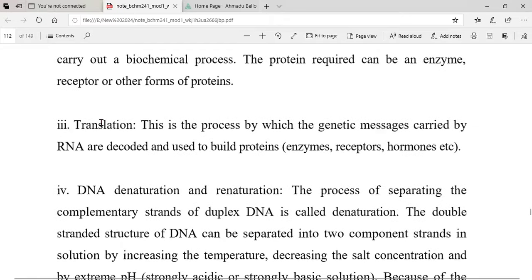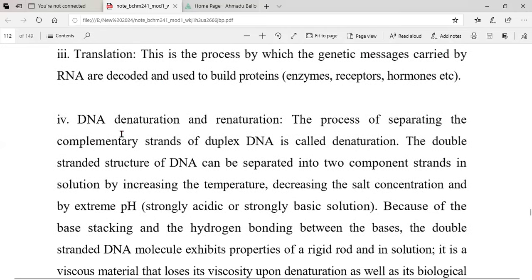So we have now to call the translation, which is the process by which the genetic messages that are carried in the DNA... You know how we are flowing from DNA to DNA, DNA to RNA, now RNA to protein, right? This is what we call the central dogma of molecular biology. So we have translation, which is the process by which genetic messages carried by RNA are decoded and used to build proteins, which can be enzymes, hormones, receptors, etc.